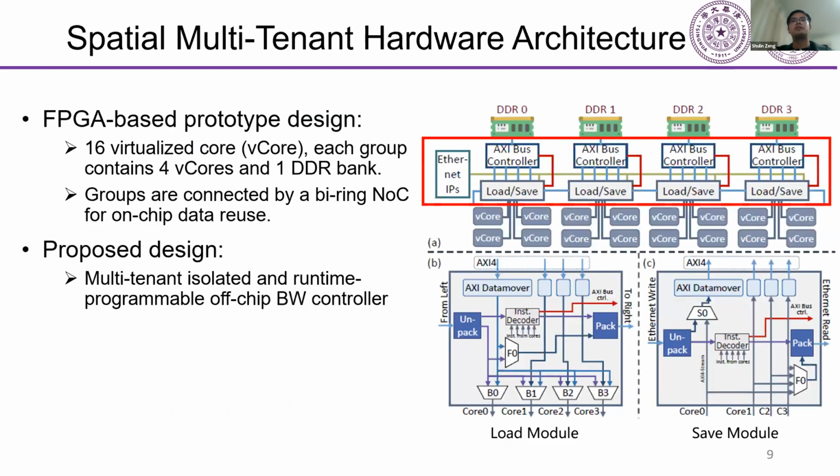To tackle this challenge, we set up a spatial multi-tenant hardware architecture with an FPGA-based prototype design. There are 16 virtualized cores and 4 computing groups. Each group contains 4 cores and 1 DDR bank. And groups are connected by a bidirectional NoC ring for on-chip data reuse. To enable hardware resource isolation on the off-chip memory bandwidth, we propose a multi-tenant isolated and runtime programmable off-chip bandwidth controller.